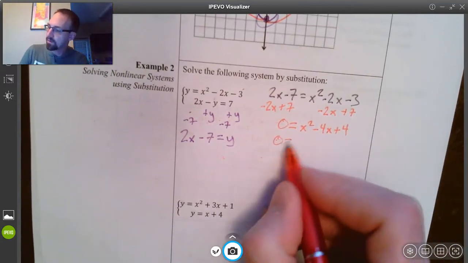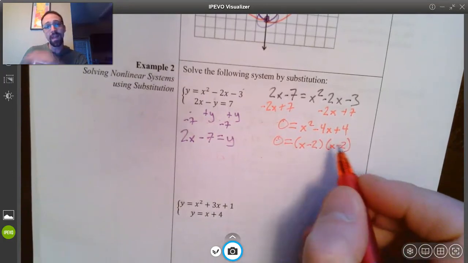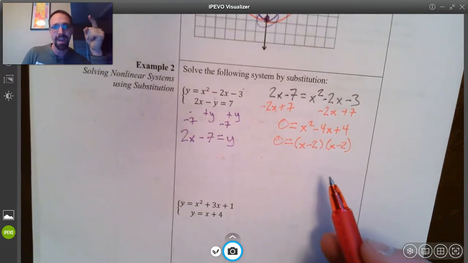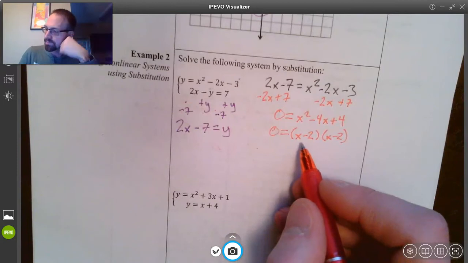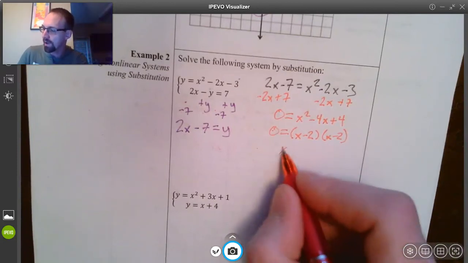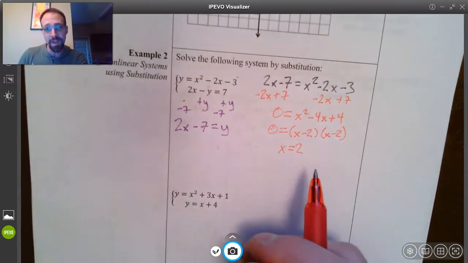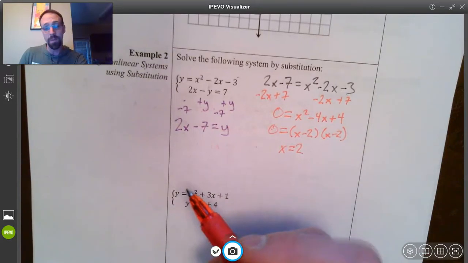If I factor this, I'm going to get x minus 2 times x minus 2. Because I have the same thing, that tells me that for my solution set, I'm only going to have one possible solution for this problem, because it's the same value, x equals 2. And because x equals 2 for both, when I substitute x equals 2 into either equation, it doesn't matter which one, it's only going to give me one possible answer.